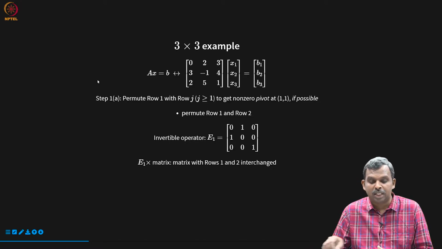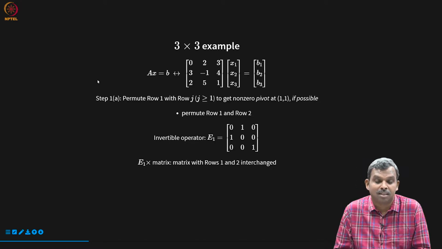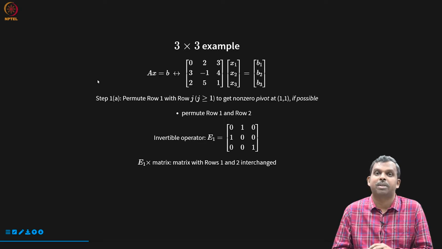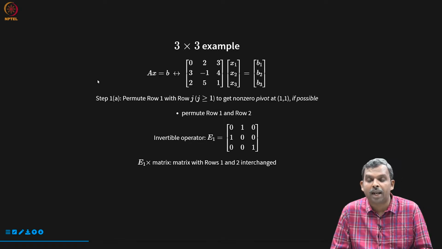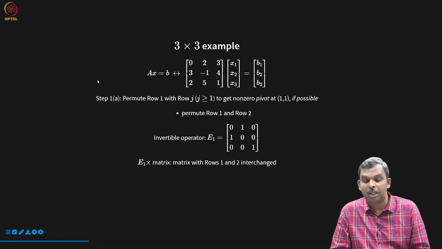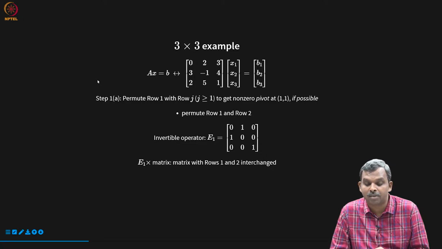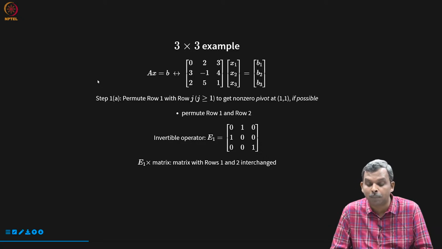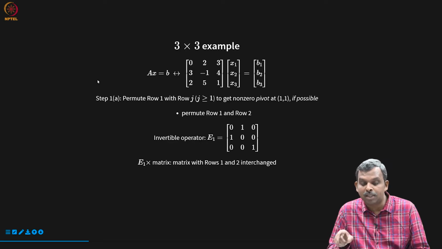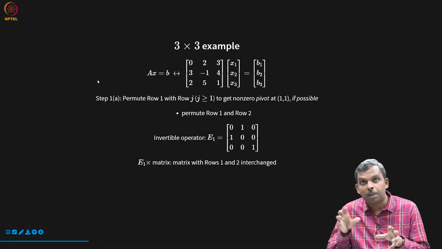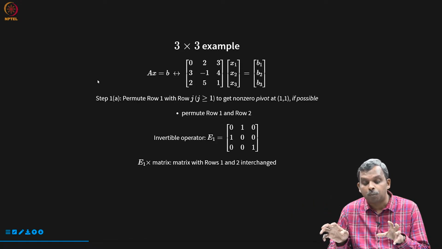Okay. So for that we can design a nice little invertible operator matrix which represents permuting row 1 and row 2 of anything that's multiplied on the right. Okay. So that matrix I will denote as E1, just an E1. You can see what I've done here, 0, 1, 0, 1, 0, 0 and 0, 0, 1. Now if you take this E1 and multiply with any matrix on the right, what will happen? Row 1 and row 2 are interchanged.